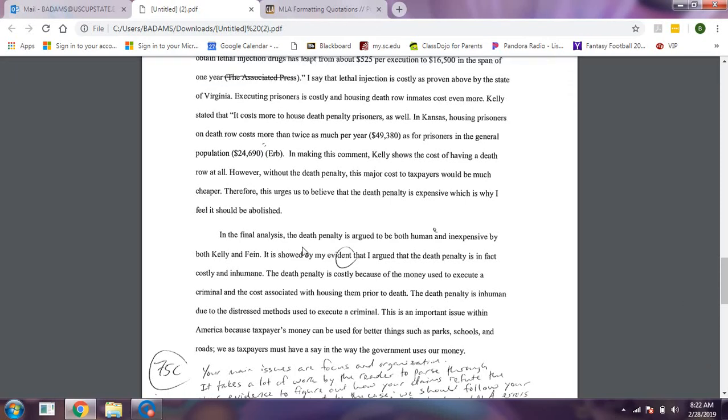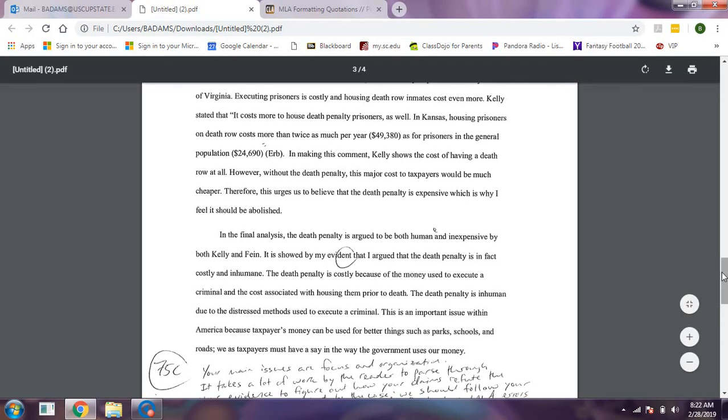"In making this comment, Kelly shows the cost of having a death row at all. However, without the death penalty, this major cost to taxpayers would be much cheaper. Therefore, this urges us to believe that the death penalty is expensive, which is why I feel it should be abolished."